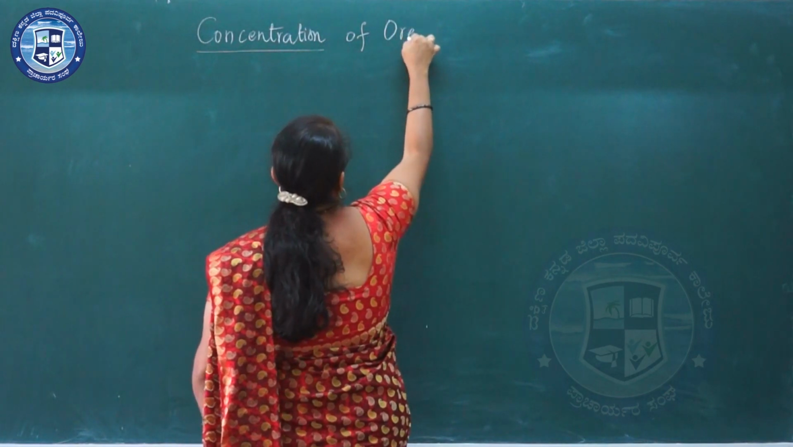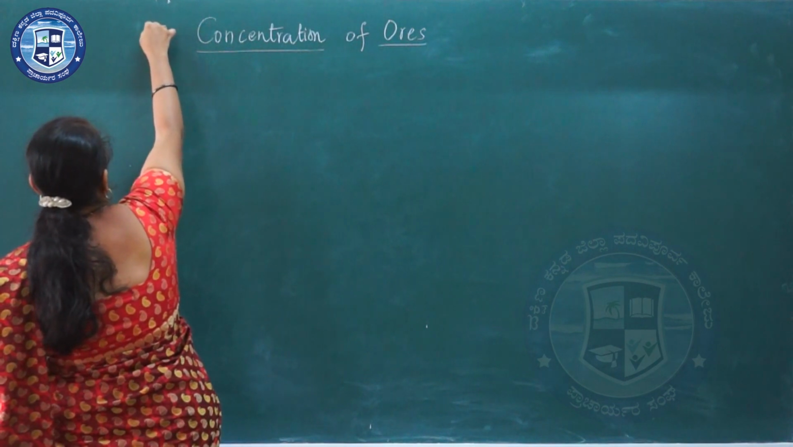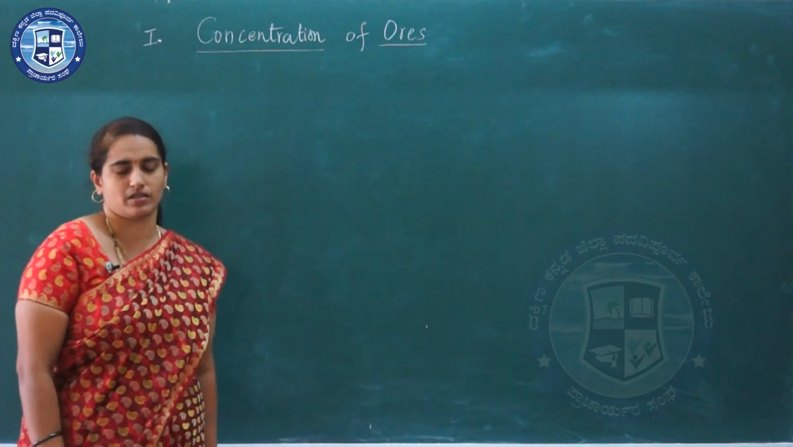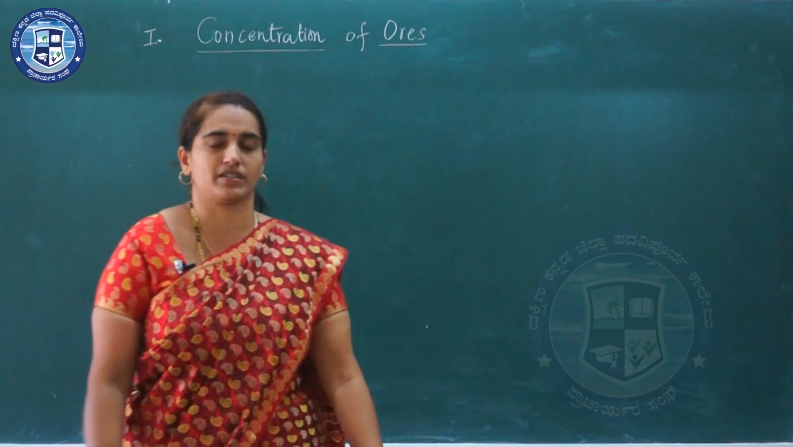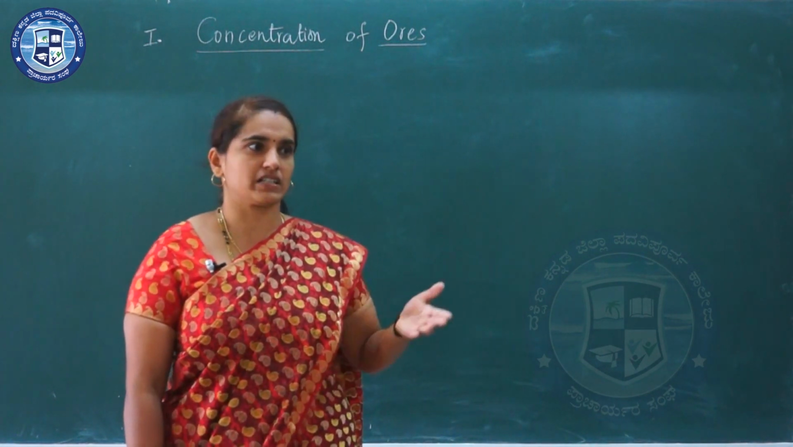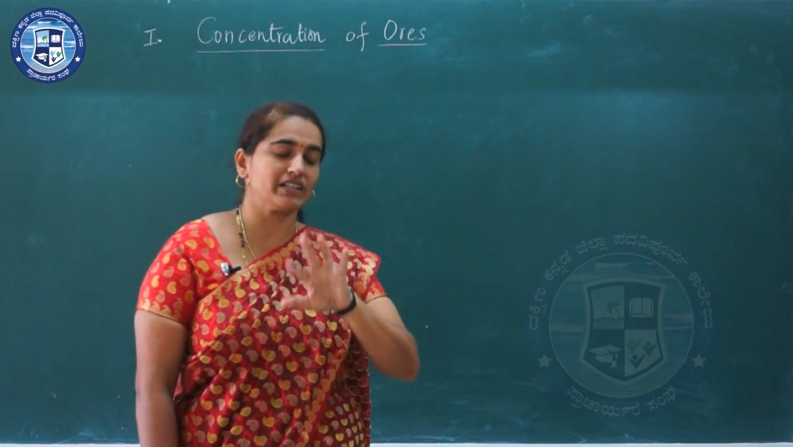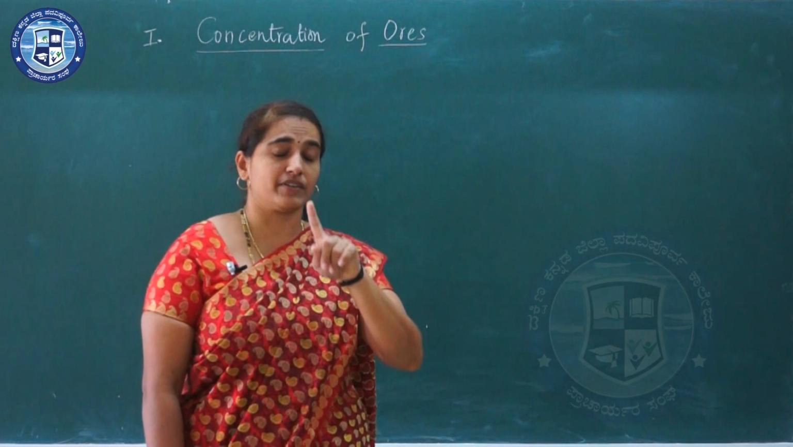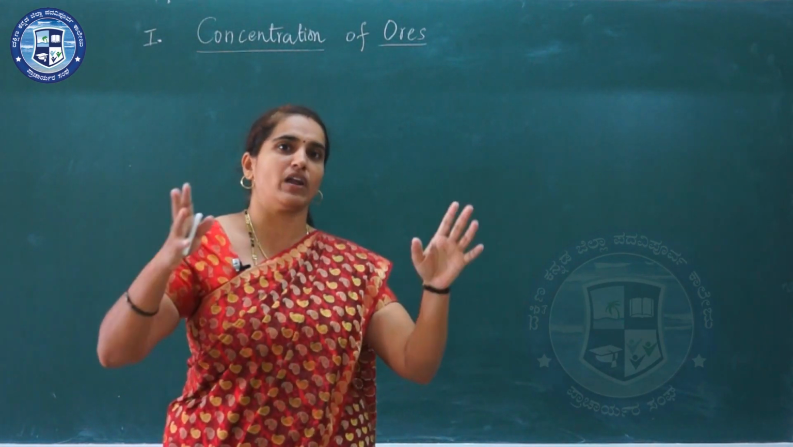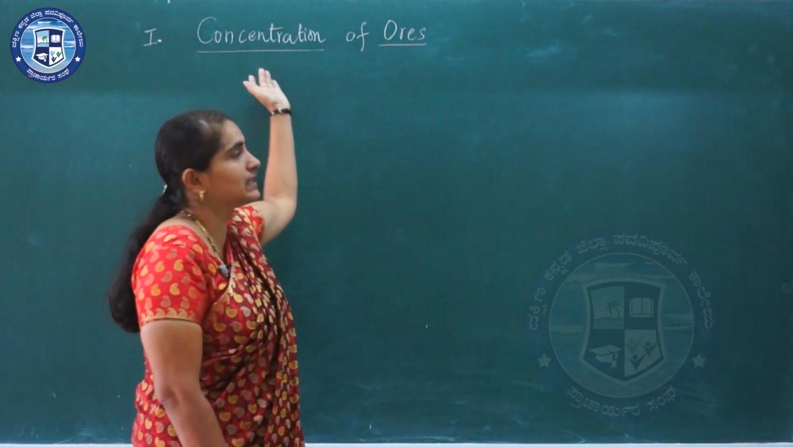The first method applicable in metallurgy, I'll write it as Roman numeral 1 for clarity. Concentration of the ores. Now what do you mean by the word concentration? Is it the one which we use in English, like when we say, hey, concentrate in the class? Is it of that type? No. And you have already studied the term concentration in first year chemistry classes, concentration expressed in terms of molarity, molality. Is that it? No. So this is another one.